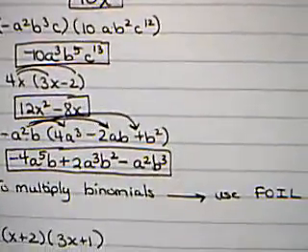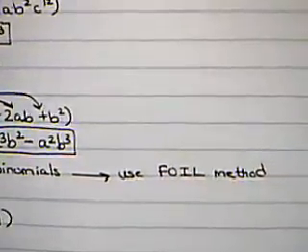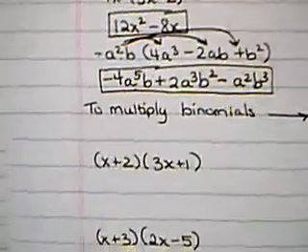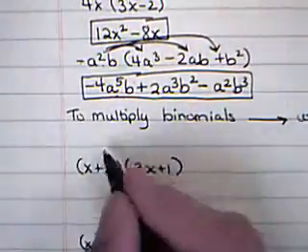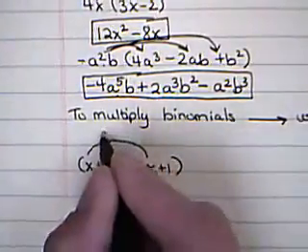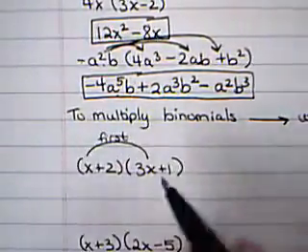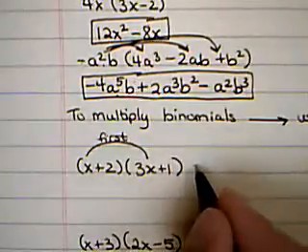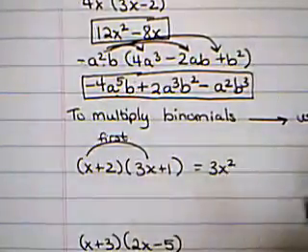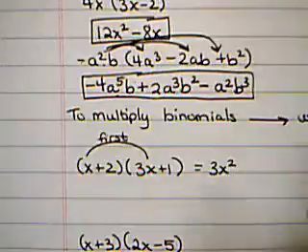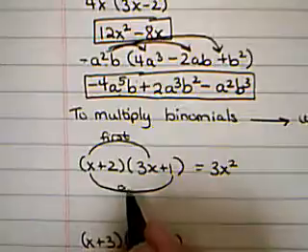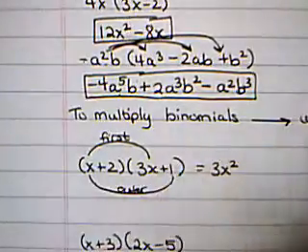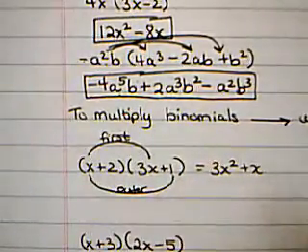Now, to multiply binomials, we use what we call the FOIL method, which means first, outer, inner, and last. So when we're looking at an example such as x plus 2, which is a binomial, times 3x plus 1, which is a binomial, these two terms would be considered to be our first terms. So we would say x times 3x, which would give us 3x squared. Again, when we multiply those variables, we add the exponents. These are considered to be our outer terms. So we have x times 1, which is positive x.